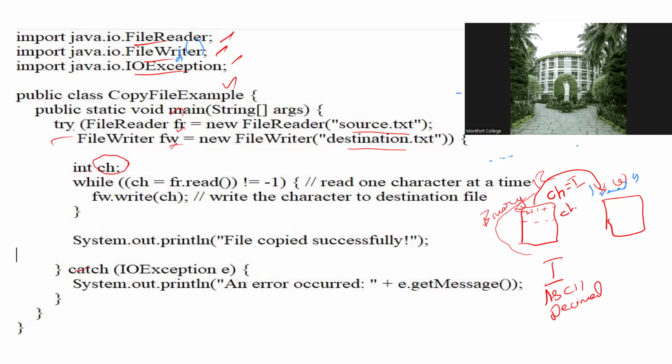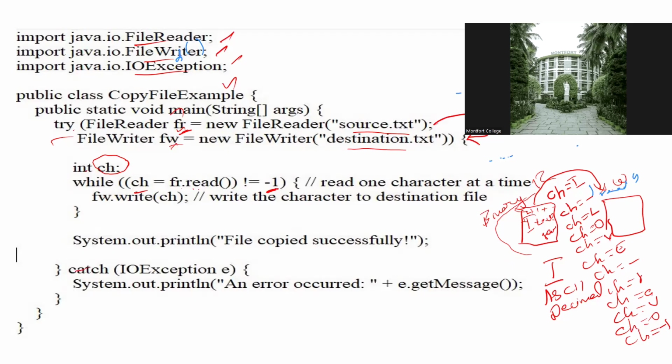Then it will write here, then ch is space it will take, then ch is L it will take, then ch is o it will take. See here we have 'I love Java'. Likewise it will take the next characters, ch is equal to e, then space, then J, A, V, A, then ch is equal to end of the file, which is -1. That -1 is what we have here, which means while ch is equal to fr.read, from source to destination only we are going to write.